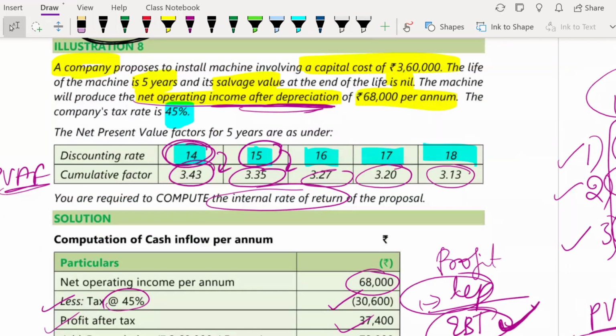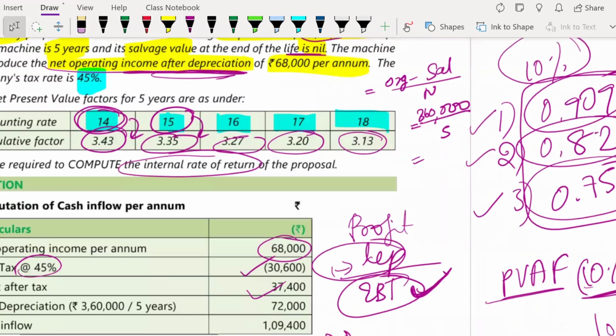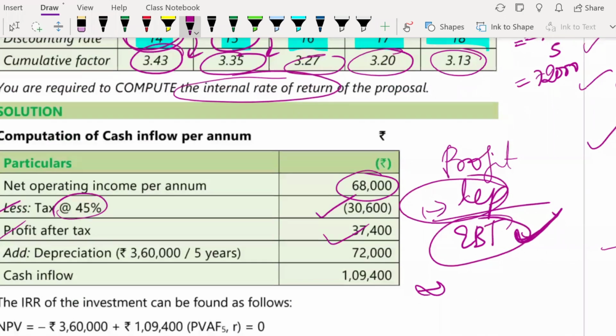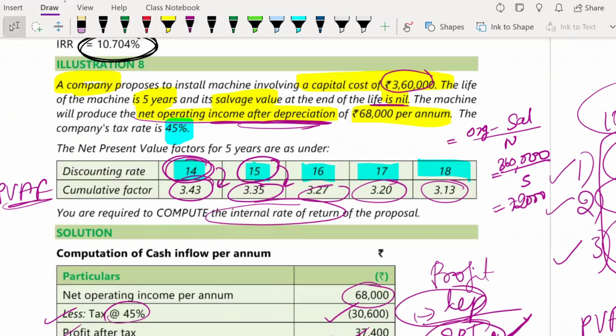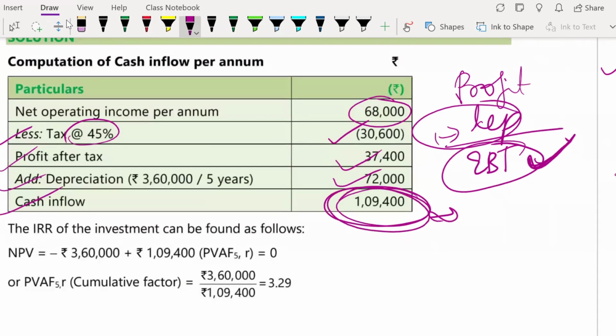So here they have assumed that the salvage value is nil. What is the depreciation formula? Original cost minus salvage value, divided by number of years. Original cost is 3,60,000, divided by 5 years, so per annum depreciation is 72,000. Since you are calculating cash inflows per annum, and 68,000 is also per annum, depreciation also has to be per annum. So you add back 72,000 and you get your cash inflow of 1,09,400 per annum.